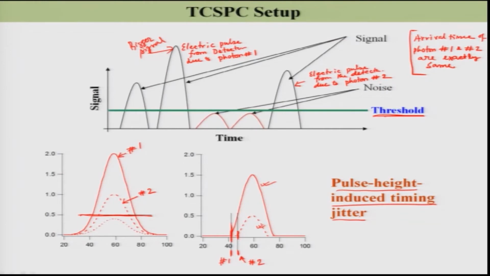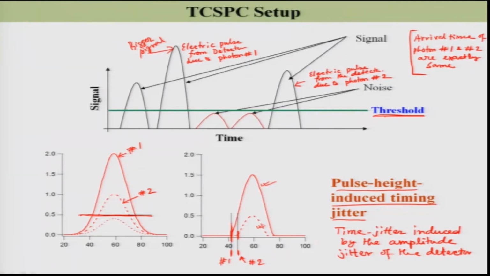There is a timing jitter, or it is also known as time jitter induced by the amplitude jitter of the detector. So, we have a problem over here. How to solve this problem?